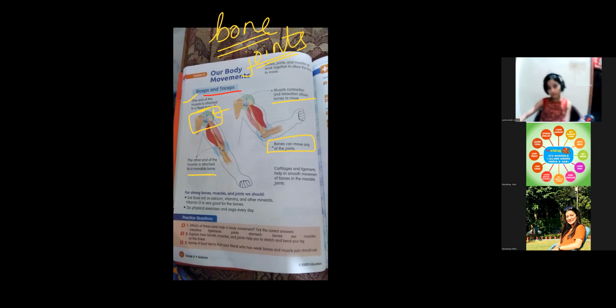Then cartilages and ligaments help in smooth movement of bones in the movable joints. जो movable joints हैं, ठीक है, movable joints that are knee joint or our elbow joint. So उसको smooth कौन बनाता है? Cartilages and ligaments.